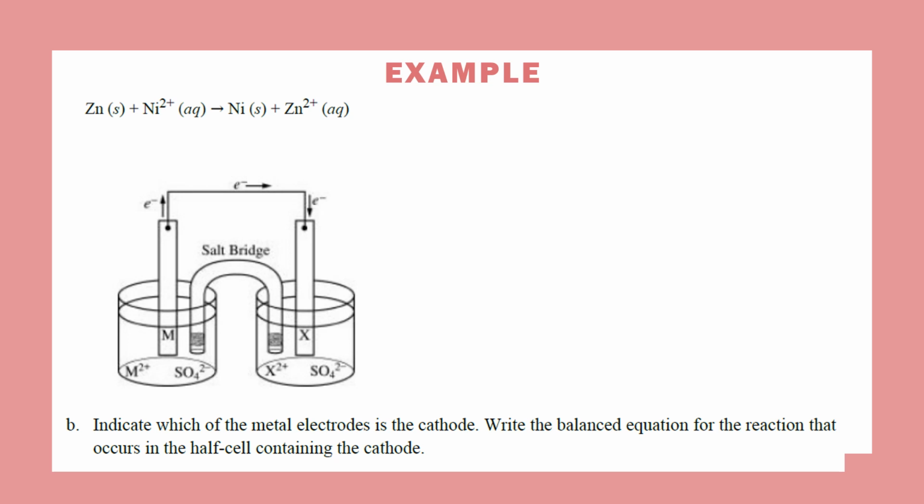Okay, so remember we said M was zinc and X must be the nickel. And it says indicate which of the metal electrodes is the cathode. So reduction happens at the cathode, and reduction is gaining electrons. So the nickel ions are gaining electrons to become solid nickel, so that means this one must be the cathode.